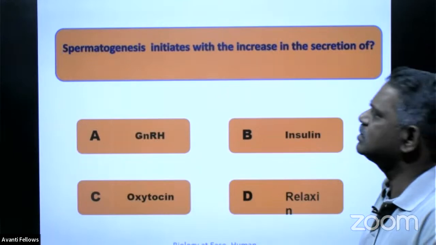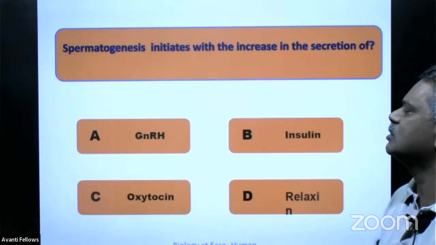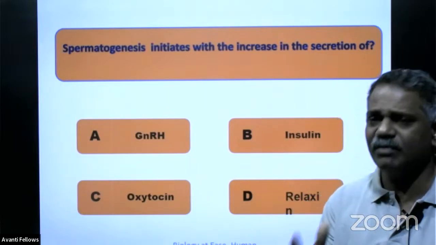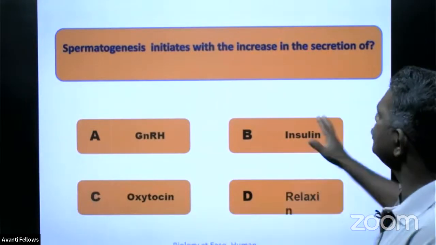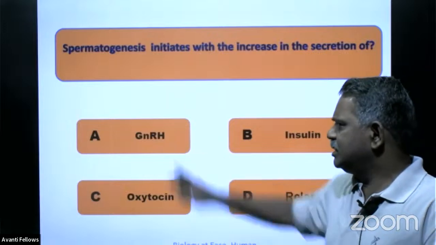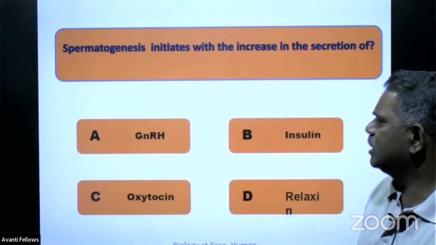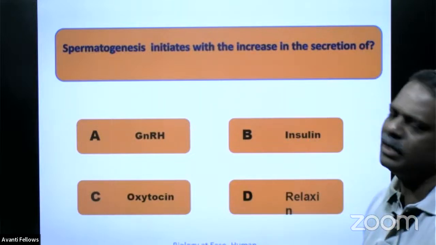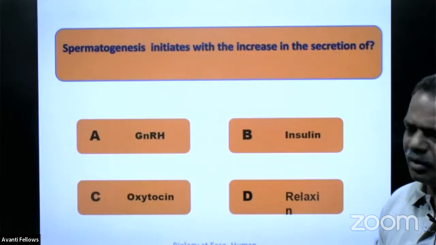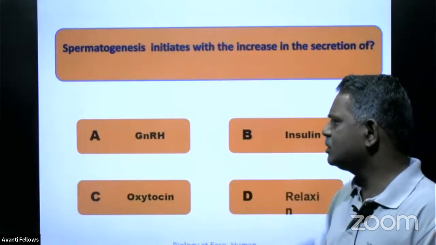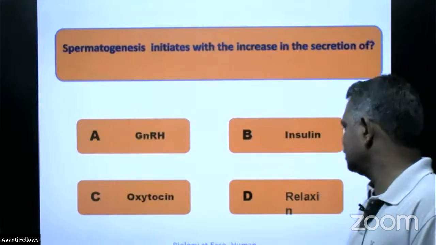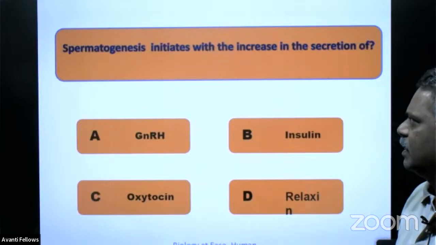Spermatogenesis initiates with the increase in the secretion of... Spermatogenesis means what? The formation of sperm only in the seminiferous tubule. And it initiates the secretion of GnRH, gonadotropin releasing hormone, then insulin, then oxytocin, and relaxin hormone. Is it GnRH? Is it insulin hormone? Or is it oxytocin and relaxin?